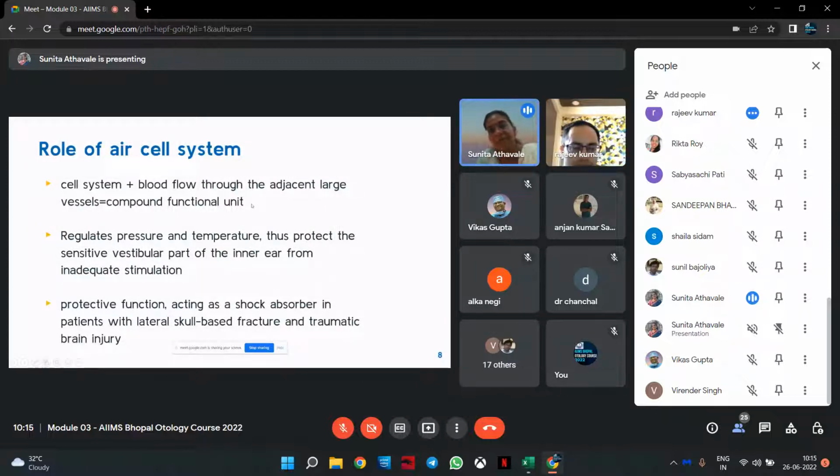So what is the purpose of having this pneumatization? And we all know that there's an elaborate cell system present, and along with that there are very important and big blood vessels flowing close by, especially the internal carotid artery and the internal jugular vein, which are very close to this whole system. And together they are considered to form a compound functional unit.